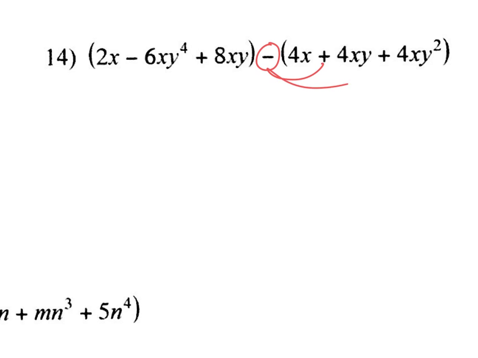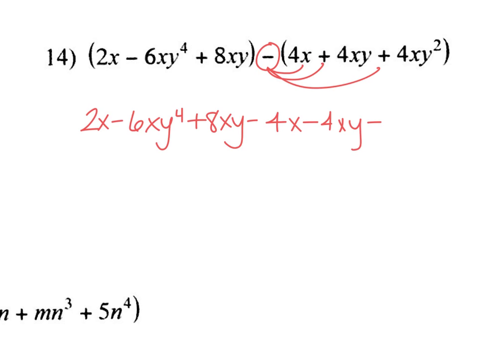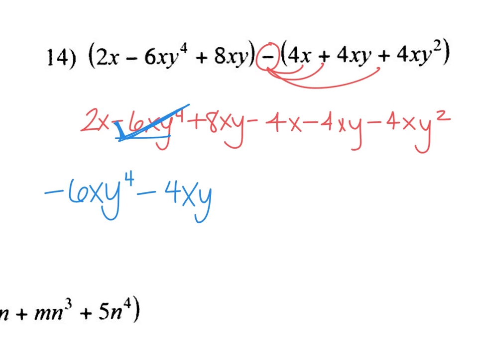Question 14, again, I've got a negative that's going to distribute and change signs. So 2x minus 6xy to the fourth plus 8xy minus 4x minus 4xy minus 4xy squared. And then exact same variables and exponents. So negative 6x to the fourth, xy to the fourth. All I do is pick the ones that have the biggest exponents to deal with first, but there's no right or wrong as to what order you do these in, as long as you group the right things together. Negative 4xy squared, that's another one that's got an exponent with nothing to go with it.